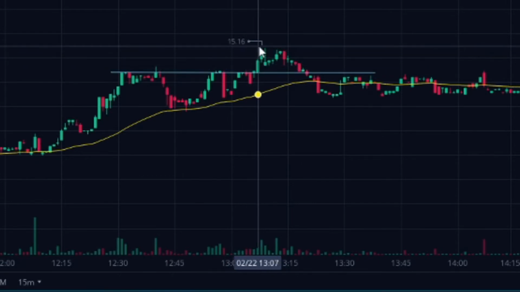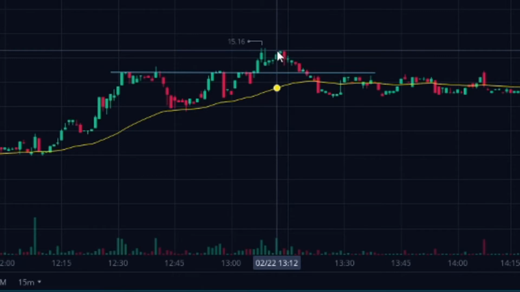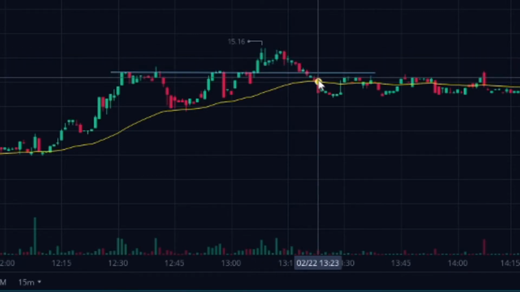It went all the way up to 15.16, pulled back here, and then I added again at 15.14 because it looked like it was going to hold. So came up here, rejected at like 15.15, 15.16, and then it ended up failing the breakout.